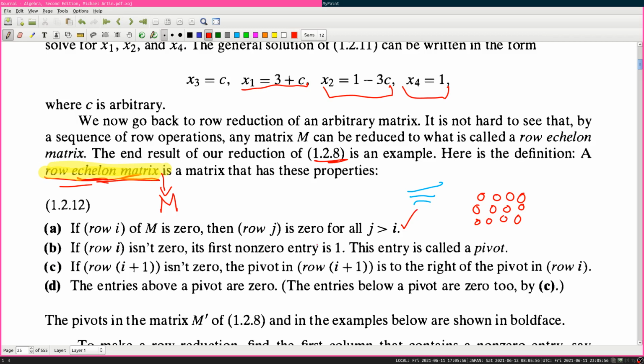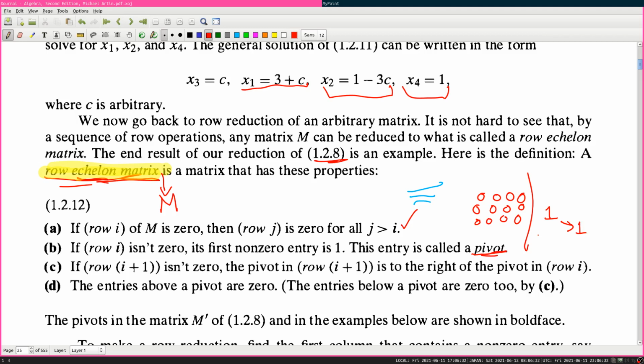If row i isn't 0, its first non-zero entry is 1. This entry is called a pivot. If row i plus 1 isn't 0, then the pivot in row i plus 1 is to the right of the pivot in row i. So that's saying that if you have a 1 here, and you go to the next row, the pivot better be down and to the right. And so the pivots go down and to the right.